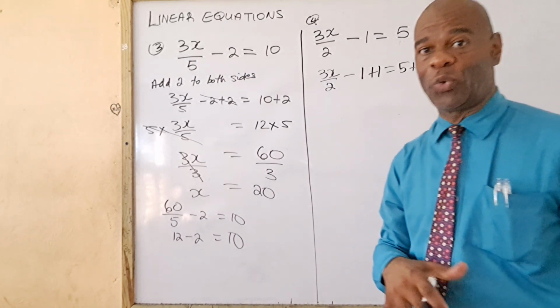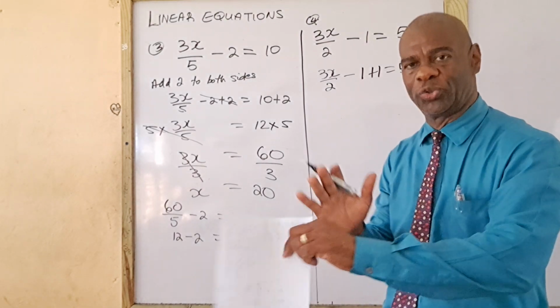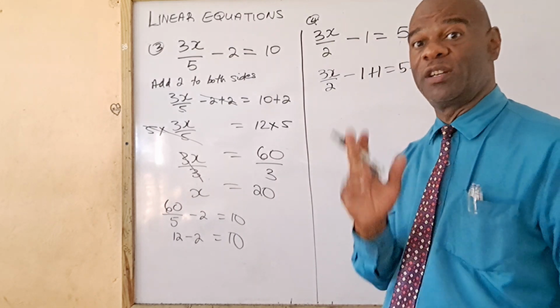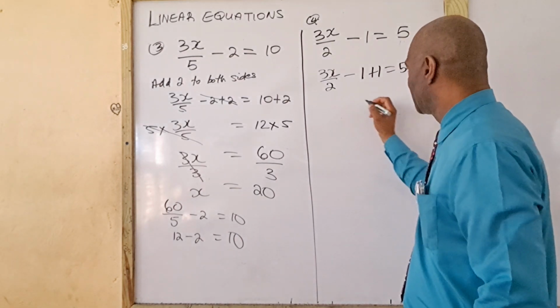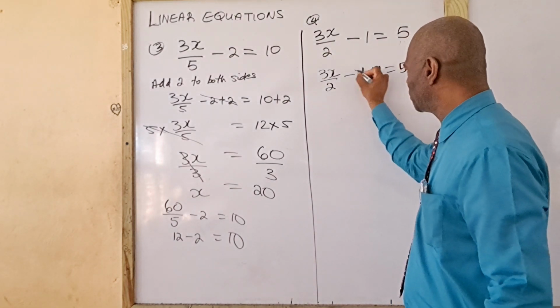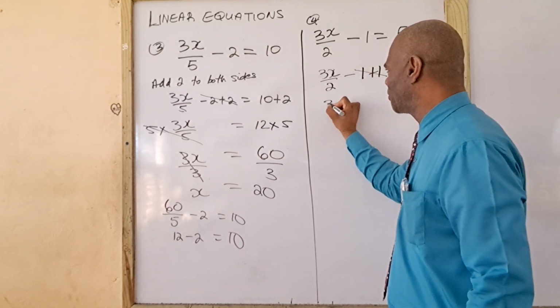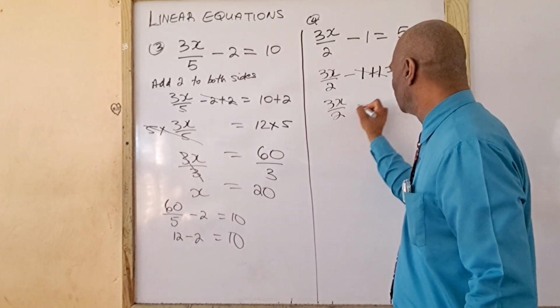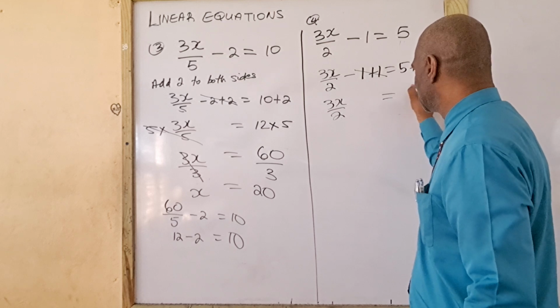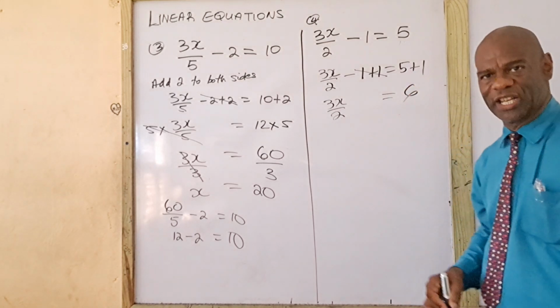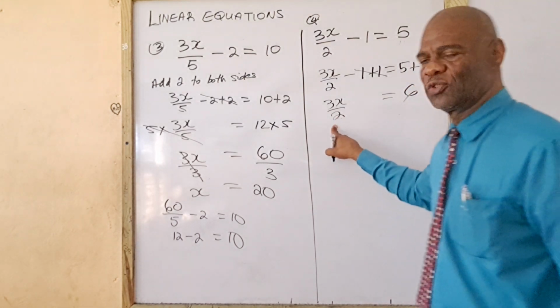Now remember we say it's an equation. We must keep the equation balanced. So whatever we do to one side, we must do it to the other side. Right? So negative 1 plus 1 is 0. We're left with 3x divided by 2 equals 5 plus 1 is 6. We're not finished yet. We now need to get rid of this 2.